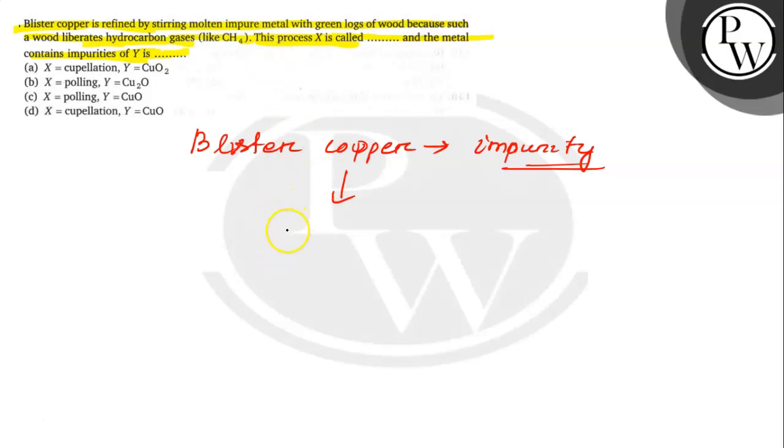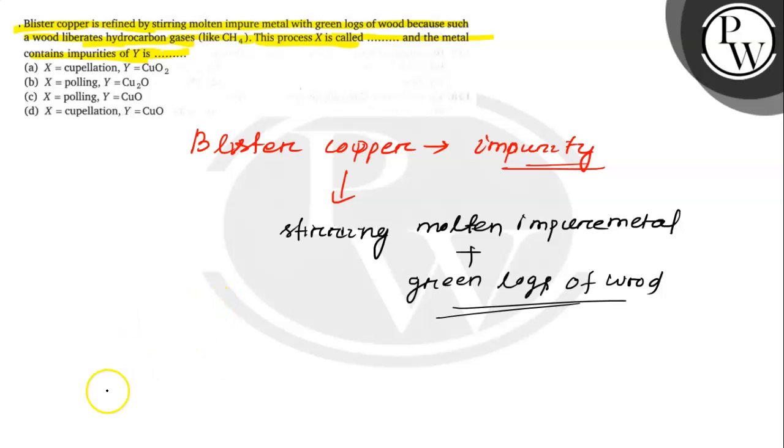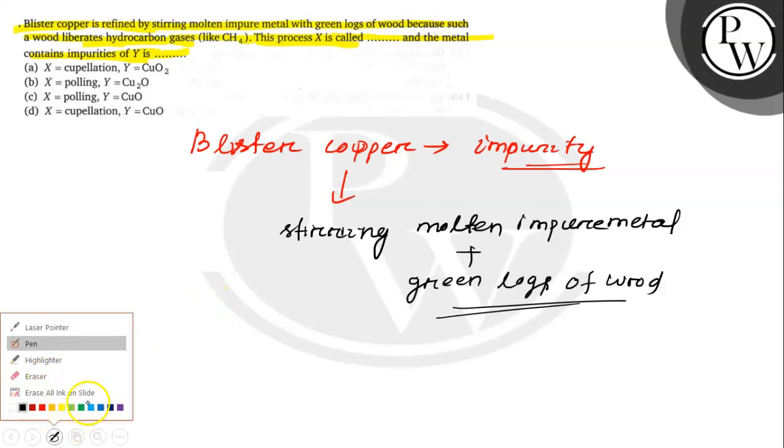So this is refined by stirring molten impure metal with green logs of wood. So the stirring of molten impure metal is done with green logs. This is given in the question.